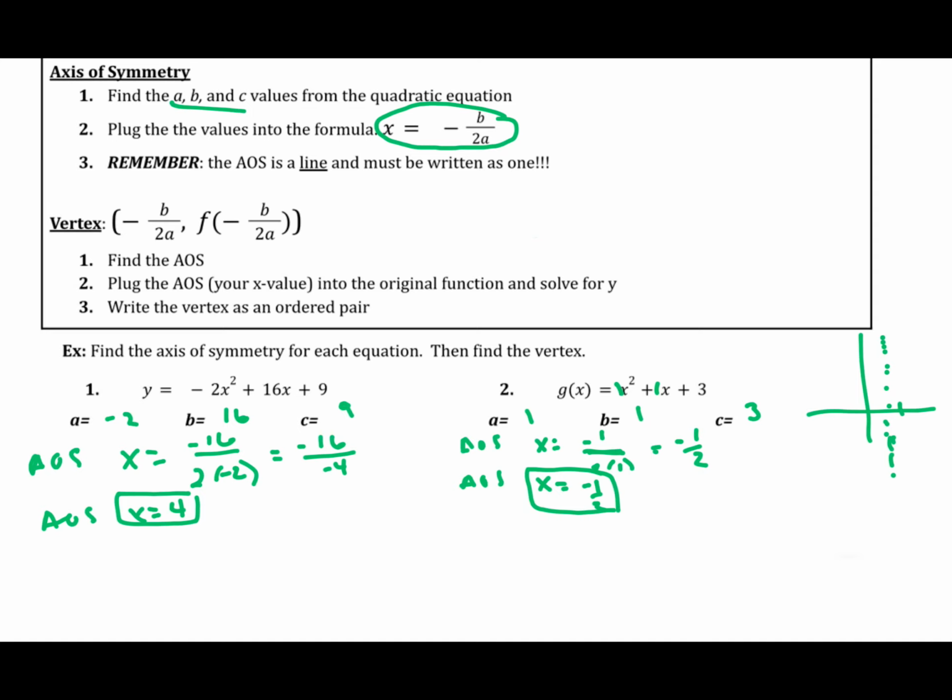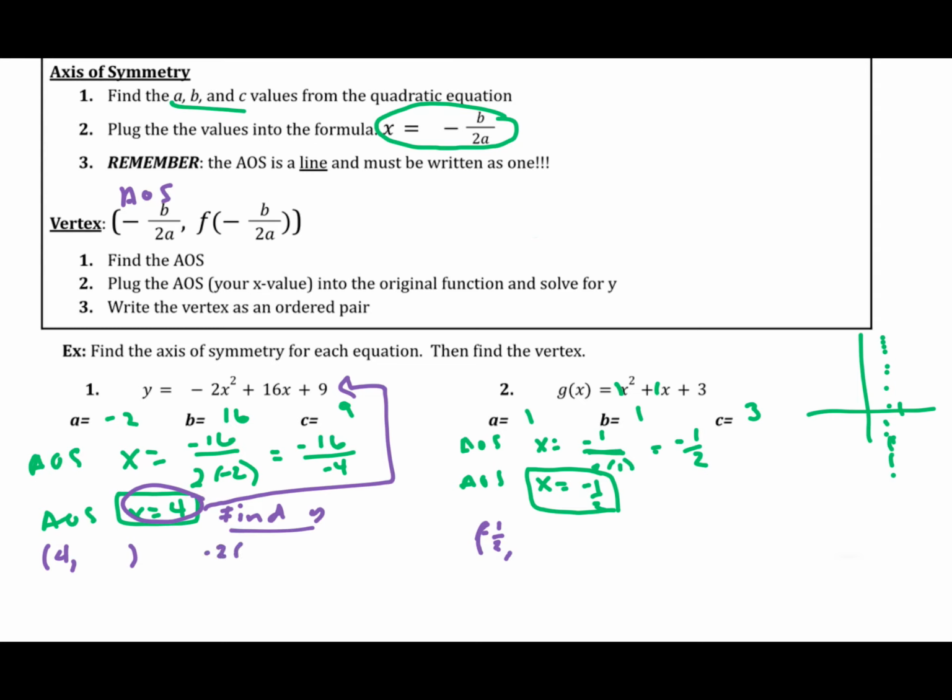Now let's extend this idea a little bit further. How do we find the vertex? What we learned in the previous video is that the axis of symmetry is the x part of the vertex. So we just calculated the x part of our vertex for both number 1 and number 2. The x value of the vertex on number 1 is 4. The x value of the vertex on number 2 is -1/2. What we need to do is find the y value. In order to find our y value, we plug this x back into our original function to determine our y value.